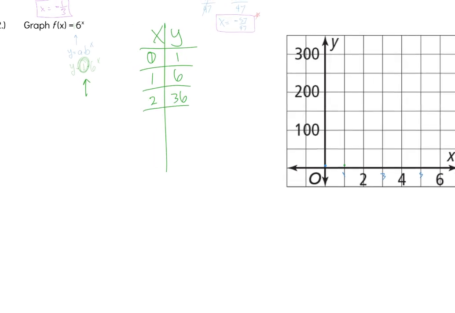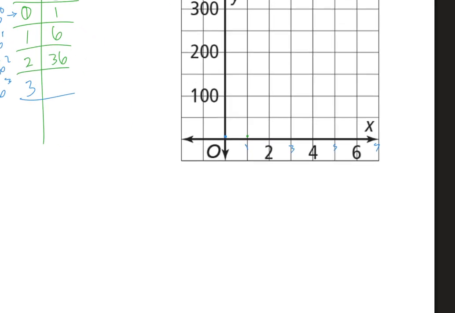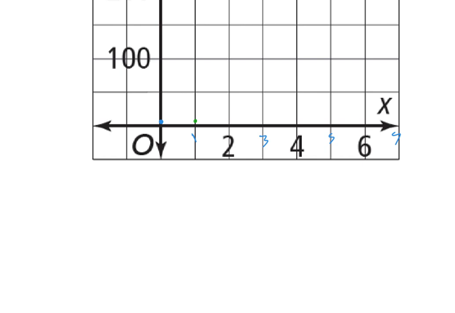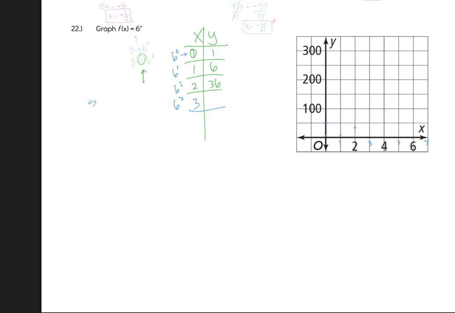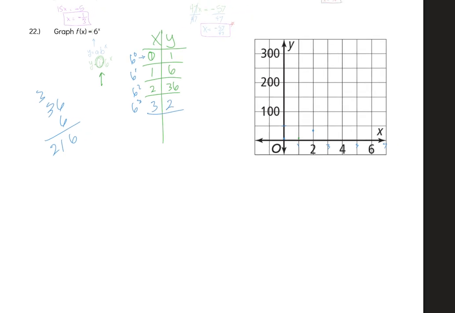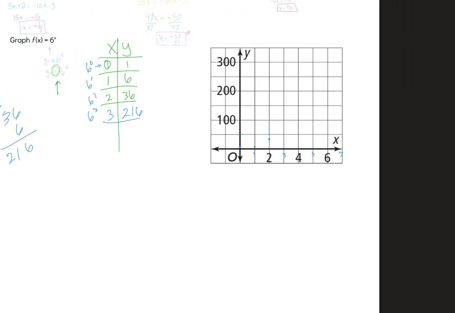And if you're like, how's he getting these things? So this is our x. So we'd have 6 to the 0, 6 to the first power, 6 to the second power, 6 to the third power, right? So here, let's go put our 36 on this. So here's 50. So 36 is going to be like maybe right about here-ish, right? And then let's see, 36 times 6. Well, that's 36. That's 18. So this is 216. So 6 to the third power is 216.